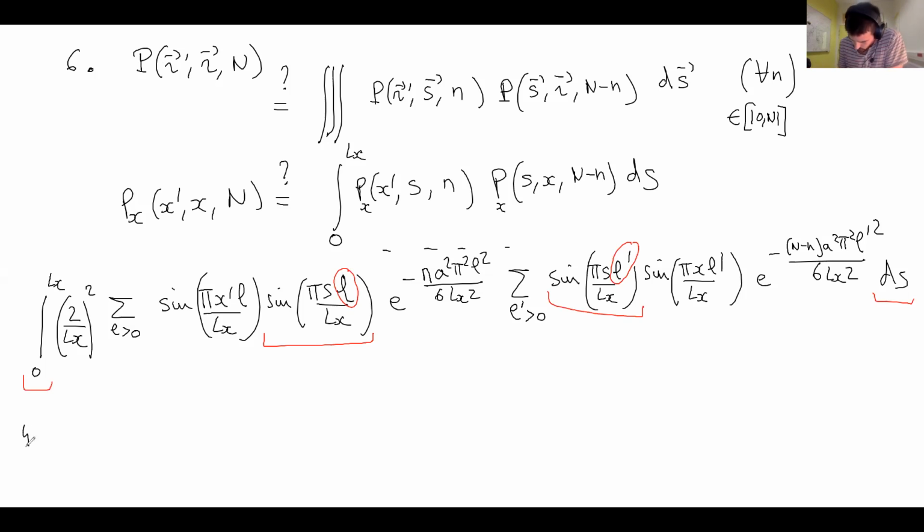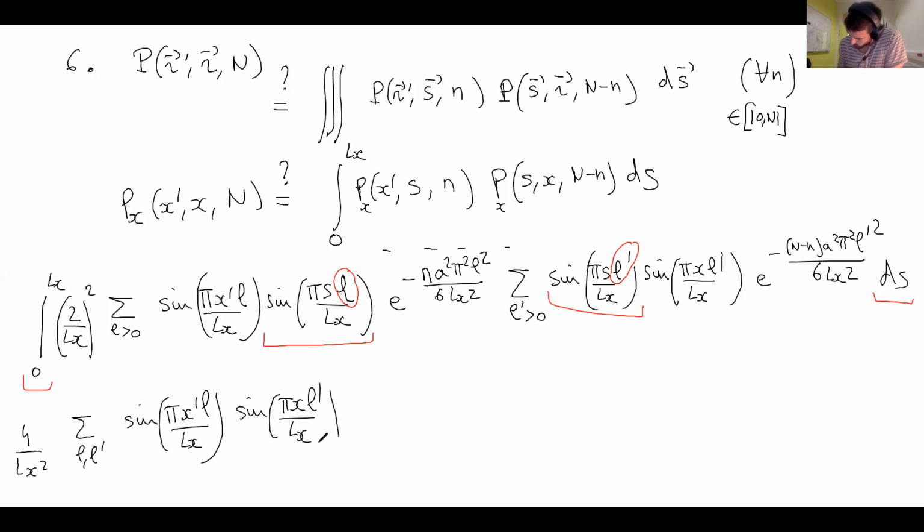I will just factorize 4 over Lx squared. The summation over L prime, I don't put the bounds anymore, it's obvious. I keep the terms that don't depend on S in front. So there is this one, there is this one. And then you have the two exponentials. So minus a squared pi squared over 6 Lx squared, which is in factor of n L squared plus n minus n L prime squared. Just grouping them this way, it's shorter.